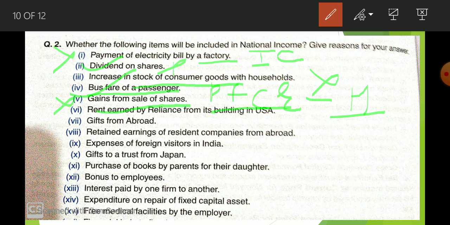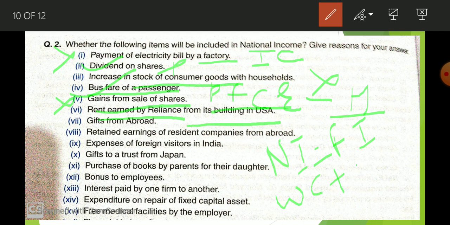Now next is rent earned by Reliance from its building in USA. When we talk about national income, what is it? National income is factor income that is earned within the country plus outside the country. So what matters here is factor income earned by normal residents. Reliance is a normal resident of our country, so it is included.